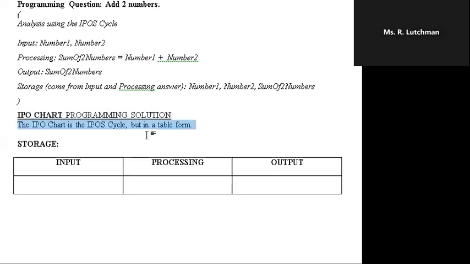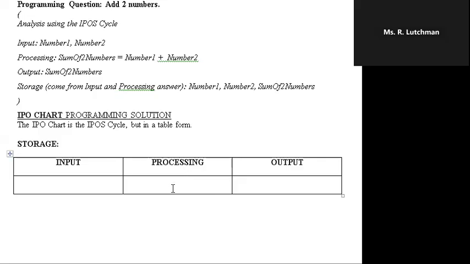Now our IPO chart comes from the IPO cycle, but in a table form. So IPO chart is a table. We're just flipping the IPO cycle a little bit and converting it into a table. So input, processing, output are the table headings. Storage is not there, hence the heading IPO, input, processing, output. And then storage is just stuck to the top of the table.